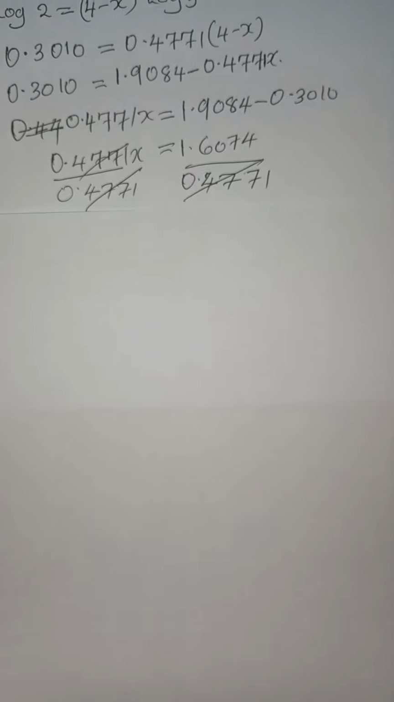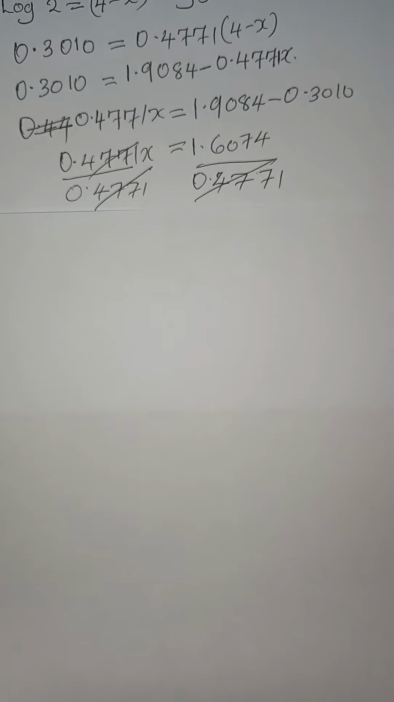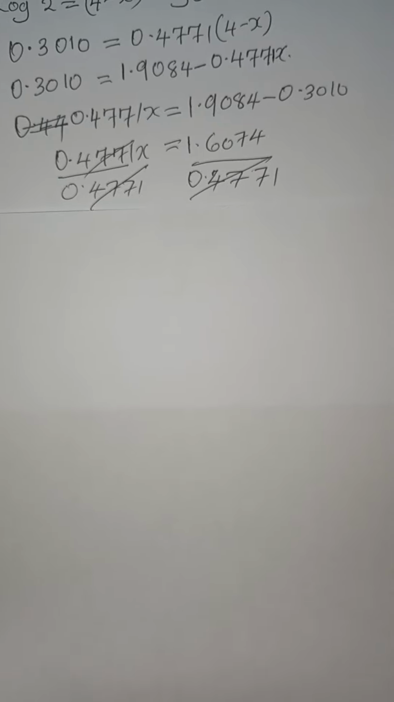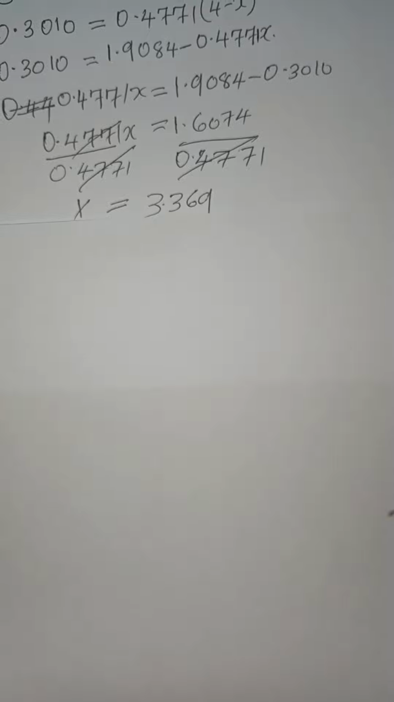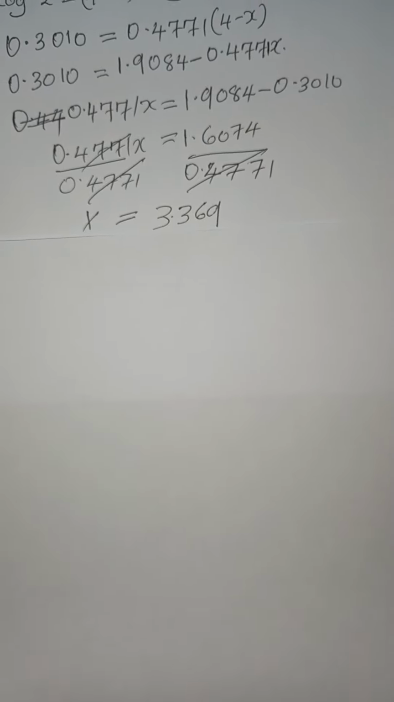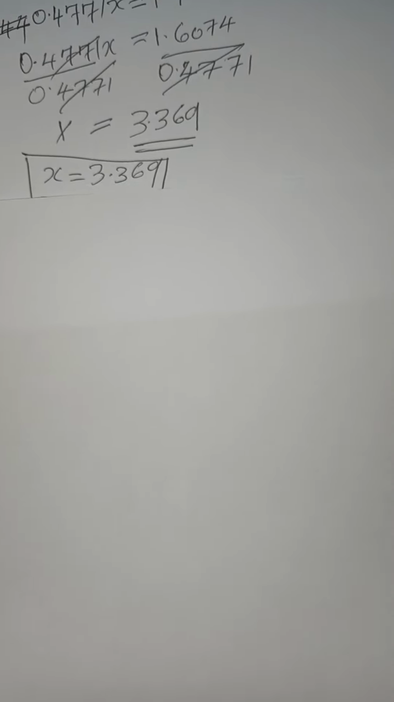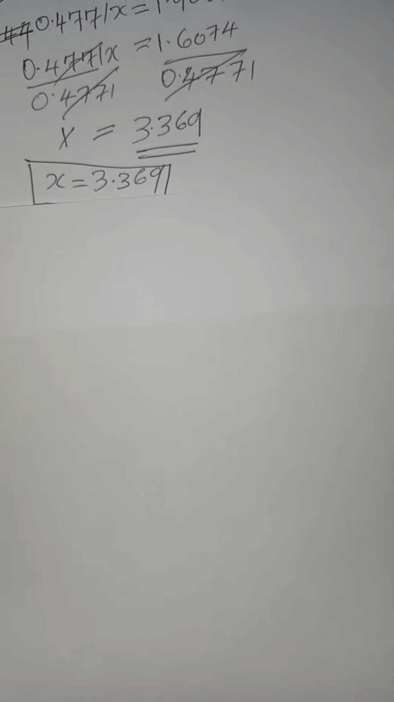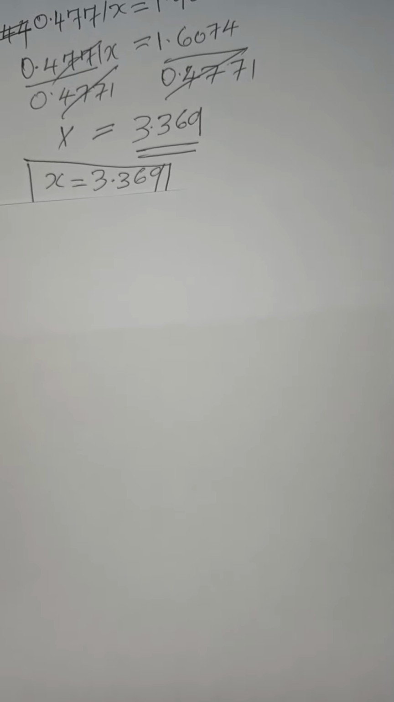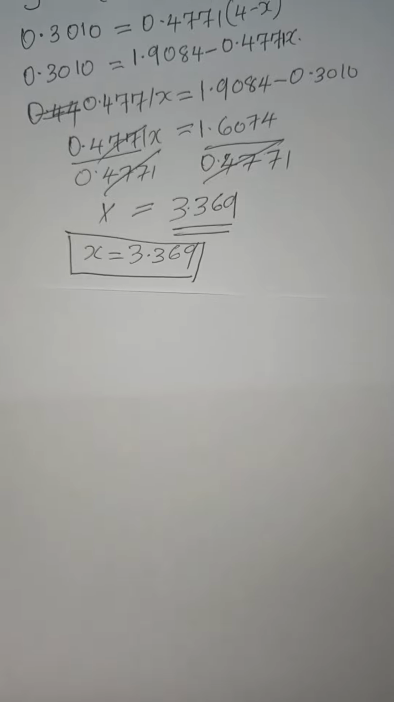To get x, divide both sides by 0.4771, and we get the value of x to be 3.369. So therefore our final answer becomes 3.369. And that is the end of our video.